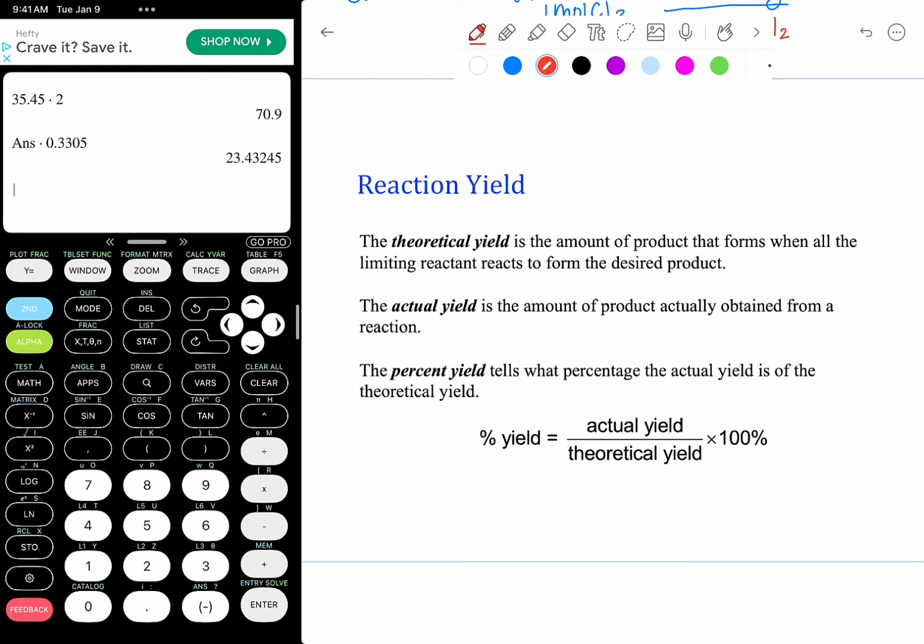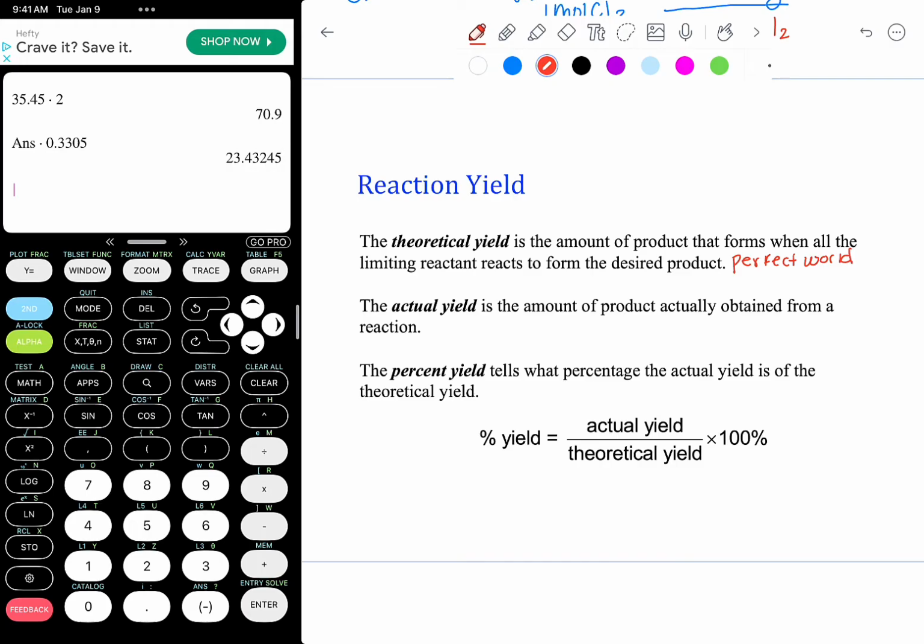We talk about the theoretical yield as being the perfect world example. Everything in the reaction goes perfectly. I use up all of my limiting reactant. Nothing gets in the way. The temperature, the pressure, everything about those experimental pieces is perfect. And that's the maximum amount of my product that I can create.